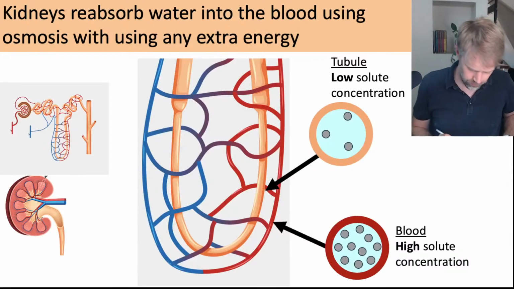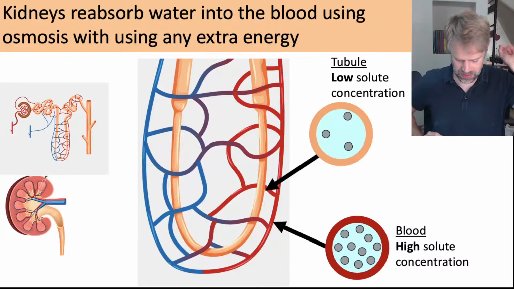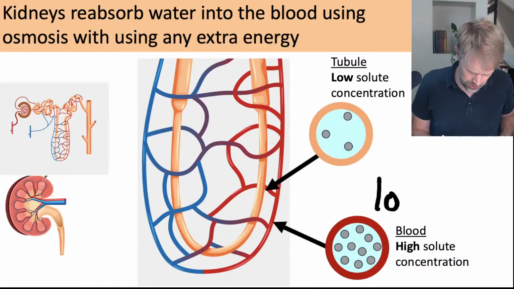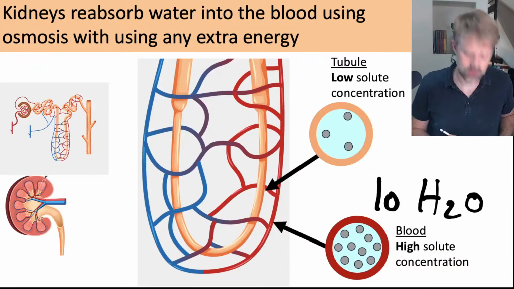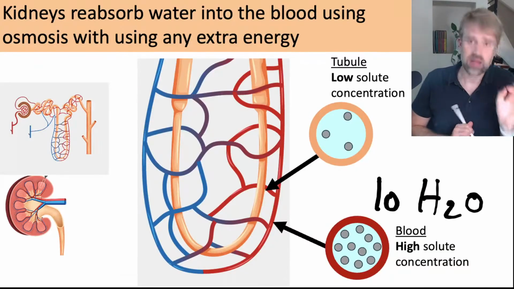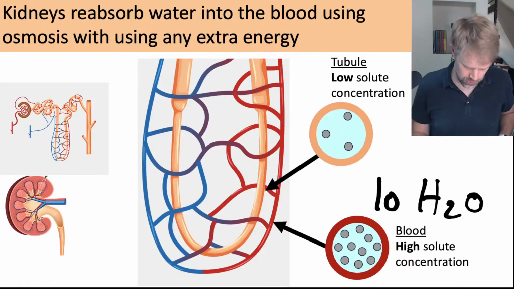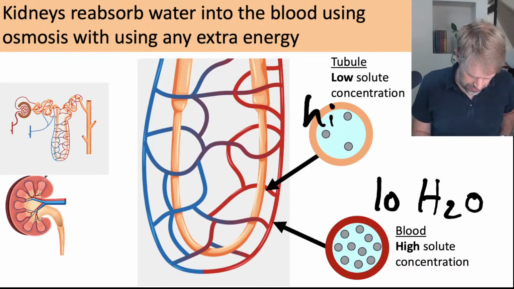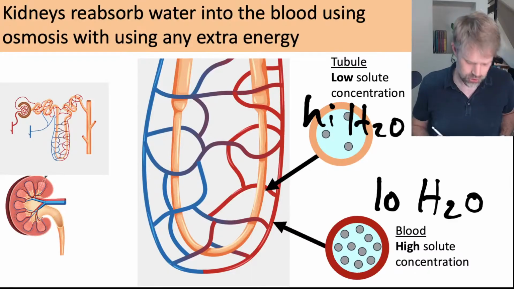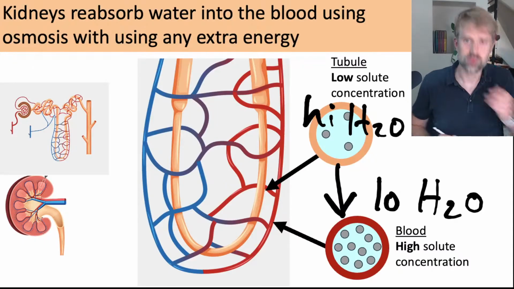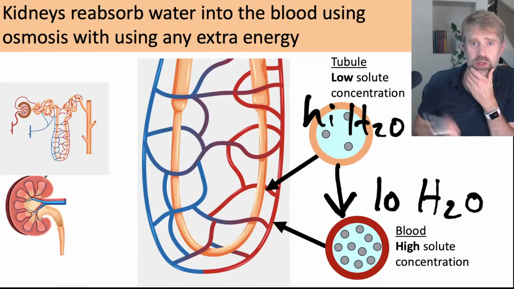So if the blood has a high solute concentration, it has a low water concentration. They're flipped. If the tubule has low solute concentration, it has high water concentration. So that means that the water moves from the tubule to the blood, from high to low.